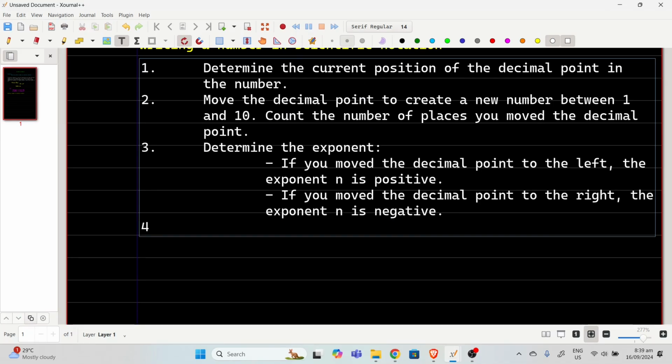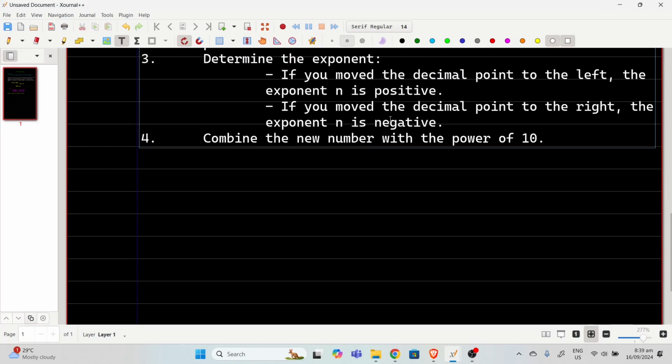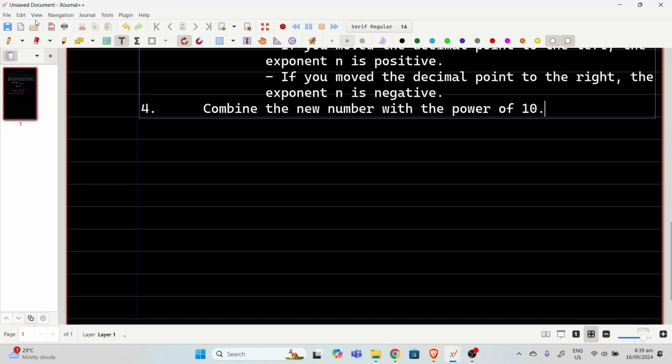Last step is that you combine the new number with the power of 10. From there, you'd be able to get scientific notation. Okay? So I'm going to go through each step for the example that I showed you earlier. Let me just start off with the example that I have.